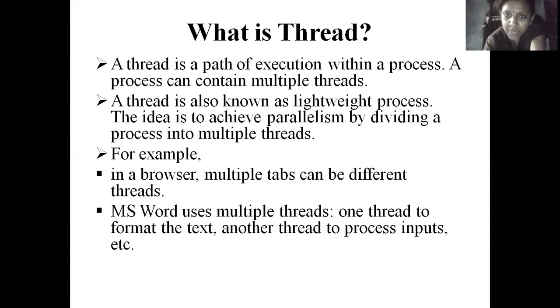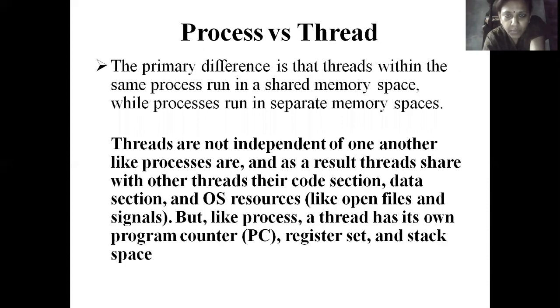Okay, so threads we basically use to implement multitasking jobs in our scenarios. Process versus thread: a primary difference is that threads within the same process run in a shared memory space, while processes run in a separate memory space. Different processes need their own memory spaces to run. But threads are not independent.